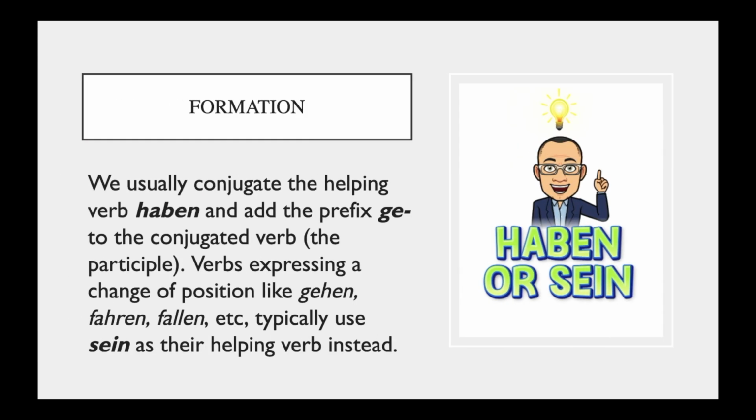Now, let's look at the formation. To form the perfect tense, we use a helping verb, haben or sein, haben usually, as well as the past participle, which is usually preceded by the prefix ge, and we will see an example later. Verbs like gehen, fahren, fallen, which express a change of position, use sein as the helping verb instead.